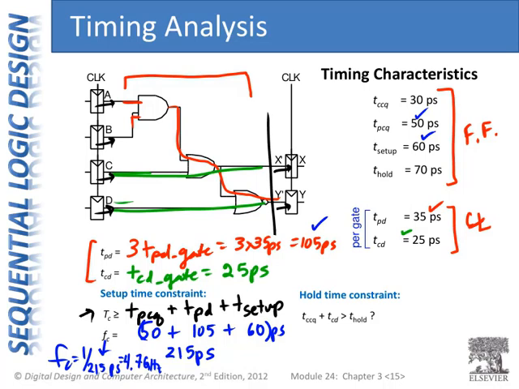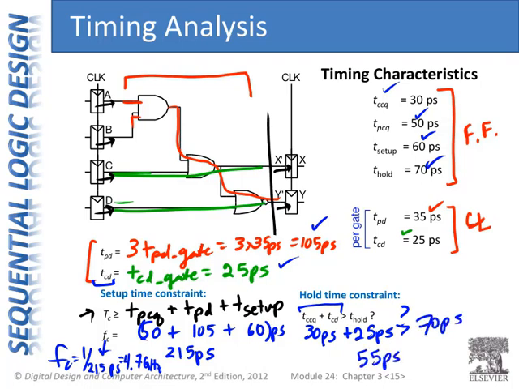Okay, now let's look at the hold time constraint. Was this short path long enough? Right? If it's too fast, then we have a problem. So TCCQ, that was 30 picoseconds, plus TCD of the logic, 25 picoseconds. Is that greater than the hold time? The hold time is 70 picoseconds. And we see, oh, nope, that didn't work. 55 picoseconds is in fact not greater than 70 picoseconds. So our hold time constraint was not met.